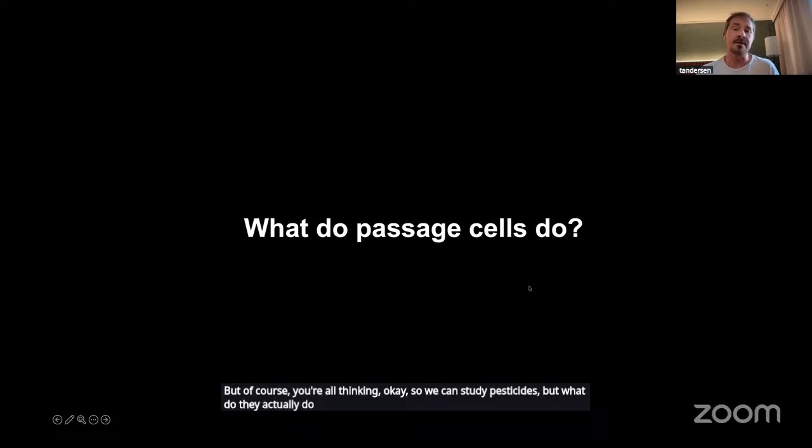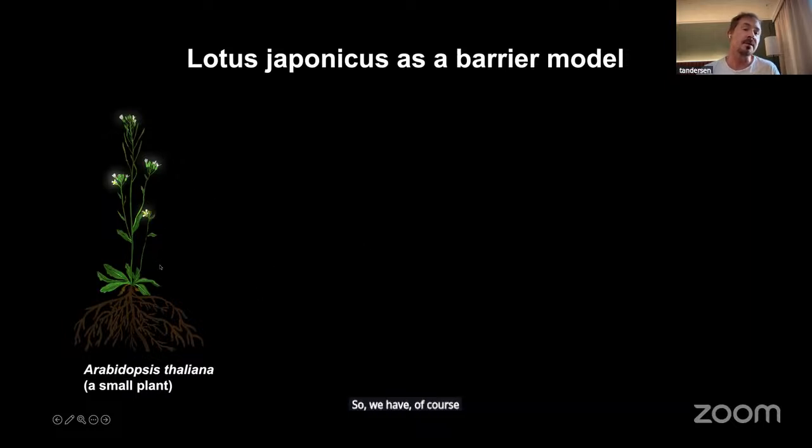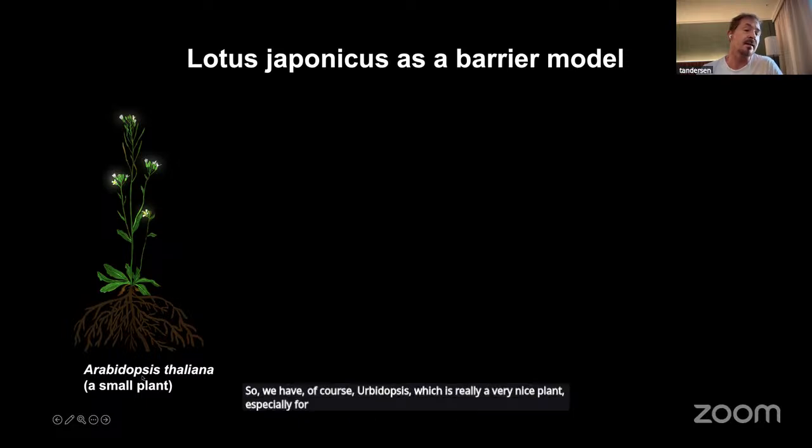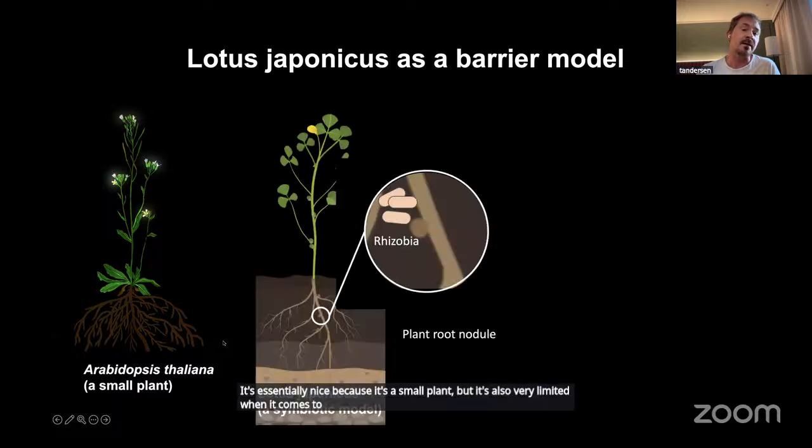What is the role of passage cells? This is really a question that intrigues us a lot. We have, of course, Arabidopsis, which is really a very nice plant, especially for microscopy. It's nice because it's a small plant, but it's also very limited when it comes to particularly biotic associations. And this is where we're using a different model. It's actually a legume.